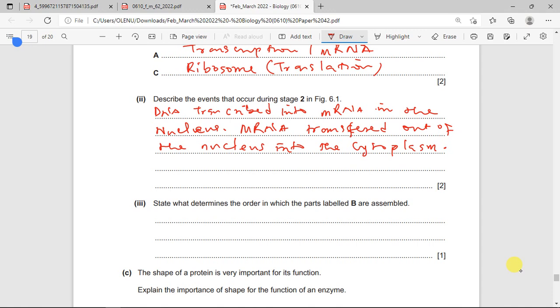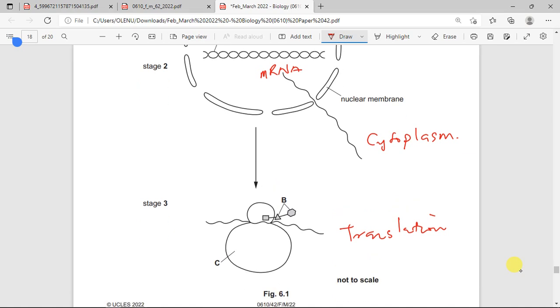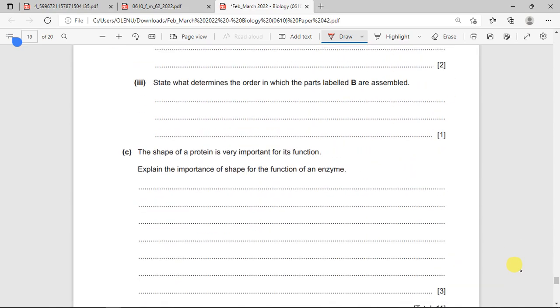Now, stage 4, determine the order in which the part labeled B is assembled. The order is through the base sequence of the DNA or the gene. So that would be as a result of the base sequence of the gene that is copied by the mRNA. That's all.